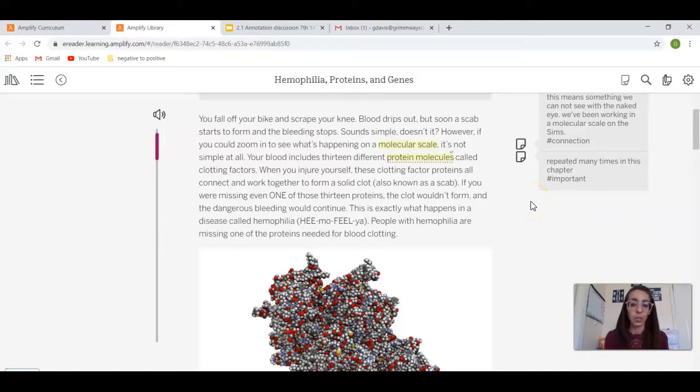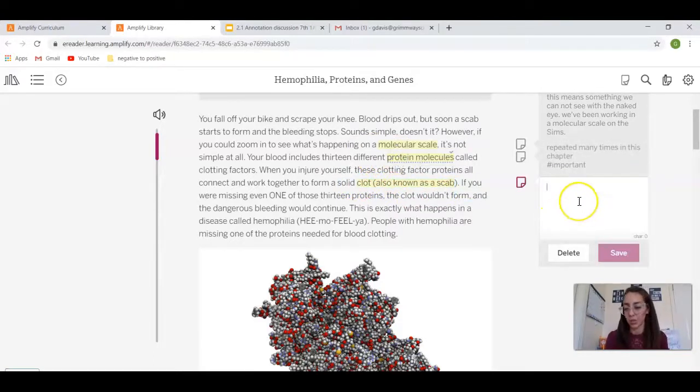So let me start from that sentence again. Your blood includes 13 different protein molecules called clotting factors. When you injure yourself, these clotting factor proteins all connect and work together to form a solid clot, also known as a scab. Okay, so a clot is a scab. I'm going to put right here. I'm just going to highlight this so that I can, no, I'm going to make a note.